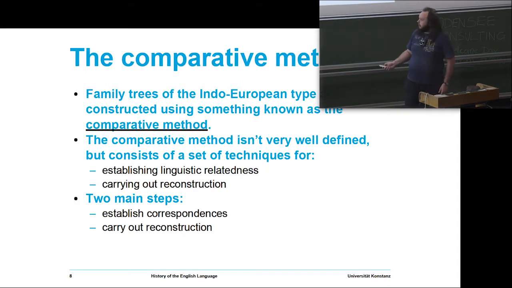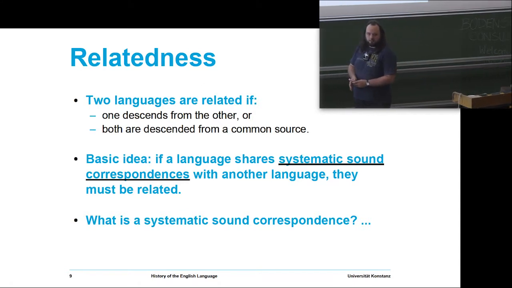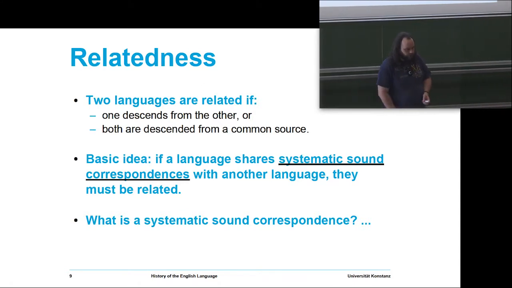What we do with the comparative method is to establish linguistic relatedness and to carry out reconstruction. And these are also the two main steps. The first one, which I'll talk about in some depth, involves establishing correspondences. This is what's crucial. The notion of systematic correspondences is crucial to the linguistic comparative method.